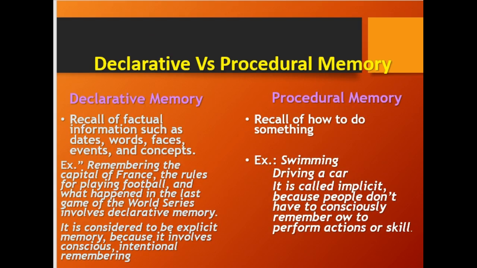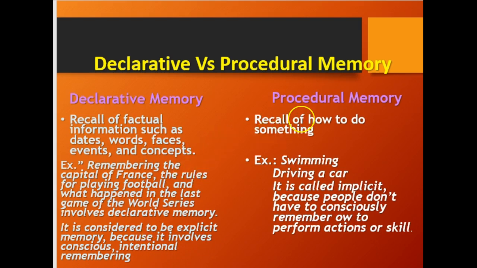Declarative versus procedural memory. Declarative memory is the recall of factual information, such as remembering a date or certain words. You can remember certain faces, events, and certain concepts. Example: remembering the capital of France, the rules for playing football, and what happened in the last game of the World Series. All of this is declarative memory. It is considered to be explicit memory because it involves conscious, intentional remembering.